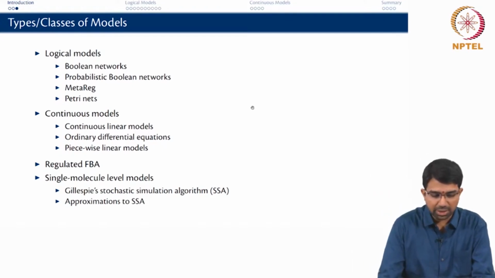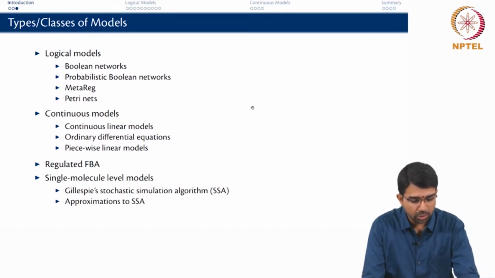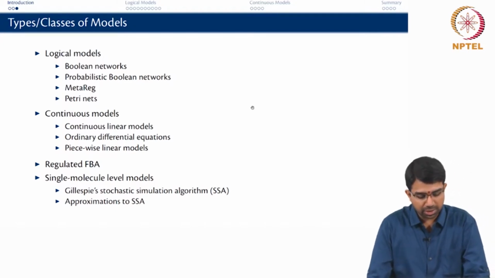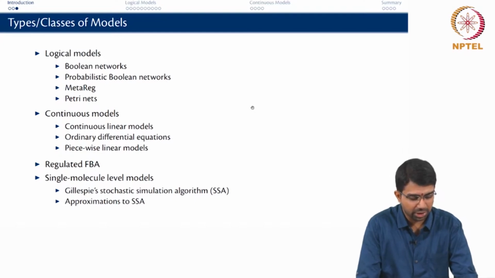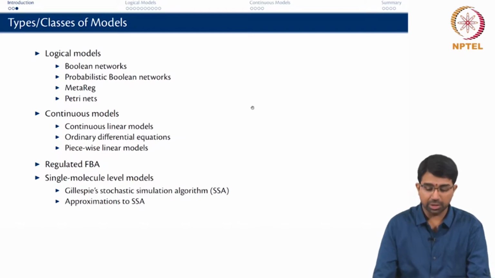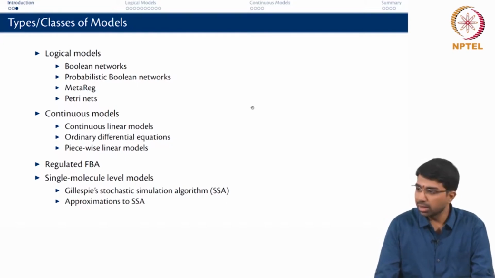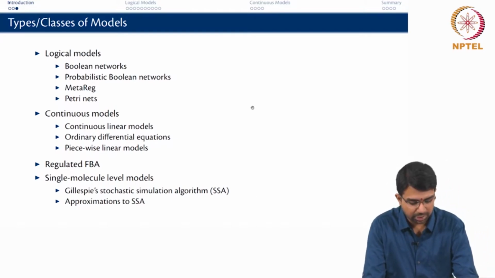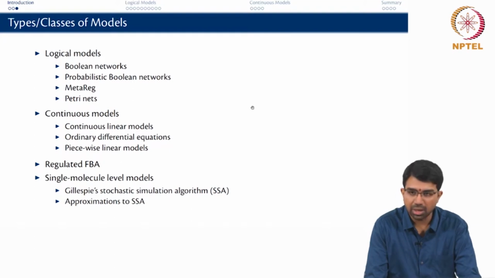In this slide I try to list many of them. The most useful paradigm is that of logical modeling, where there are Boolean networks, probabilistic Boolean networks, and tools such as MetaReg, and there are also Petri nets which have been used in the past. And continuous models are something that you already know. You can have continuous linear models, ordinary differential equations, piecewise linear models and so on. Regulatory flux balance analysis is something we have done in a previous class, and you can also have stochastic algorithms. There is Gillespie's stochastic simulation algorithm which is very popular, and there are approximations to Gillespie's algorithm.